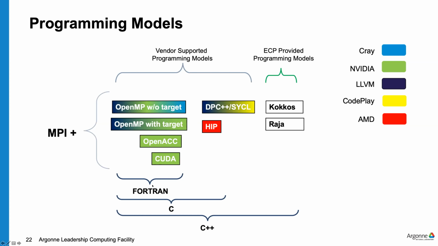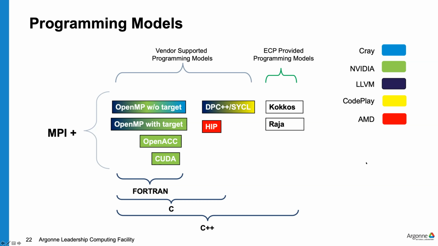So to give you a high-level view of the programming models and how they're going to relate to the exascale systems. On Polaris, you'll be able to run MPI plus a variety of models for launching off to the GPU. This includes OpenMP, OpenACC, CUDA, DPC++, SYCL, and HIP. Those are the vendor-supported programming models, but also the ECP-provided programming models, Kokkos and RAJA.